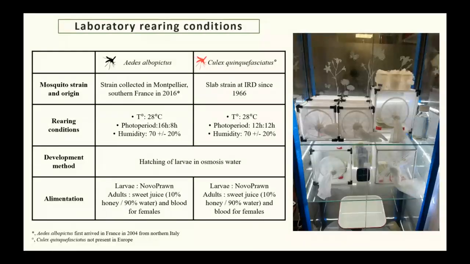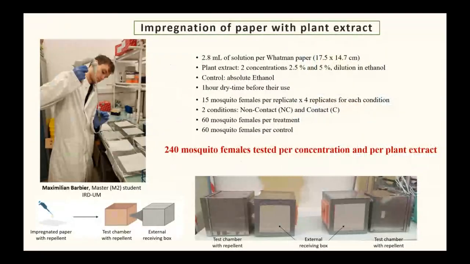Concerning the feeding of the adults, it was really important for them to have everyday access to sweet juice, and 2 times per week a blood meal to lay eggs. Concerning the impregnation of the paper with the plant extract, we used 2.8 milliliters of solution per Whatman paper. For each plant extract, we tested 2 concentrations, 2.5 and 5%. Each product was diluted in ethanol, so we used absolute ethanol as control. And after the impregnation of the paper, we had to wait 1 hour for it to dry.